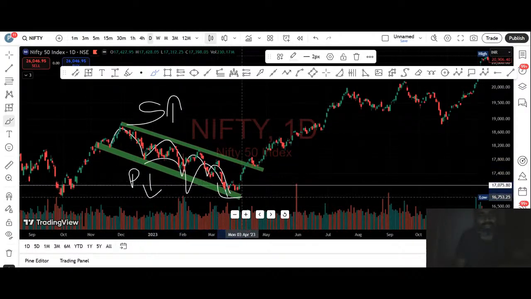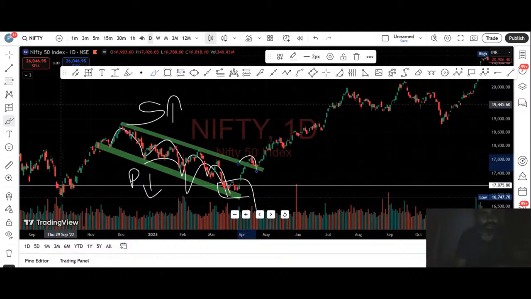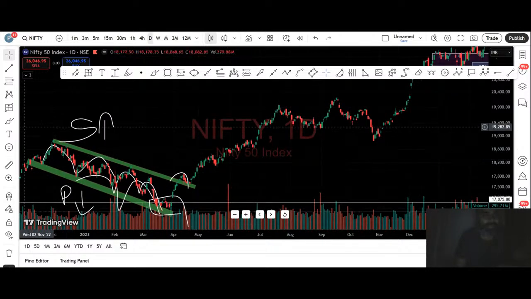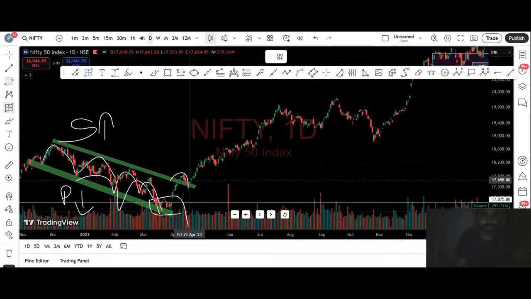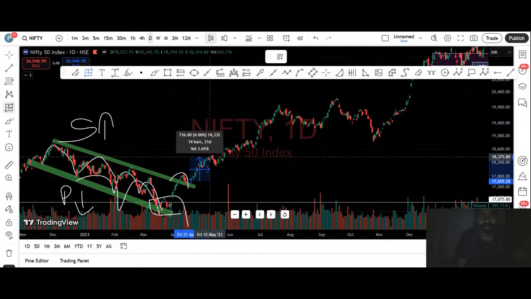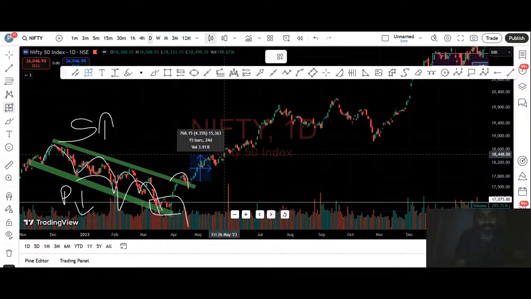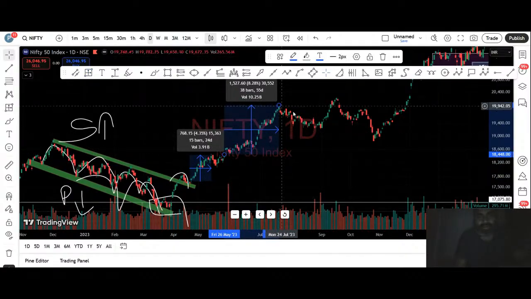Thereafter, at the bottom, there is a consolidation, but this is the breakout point. How many points happened thereafter? You can't imagine how much rally happened in the year. You can check only this much: 700 points. After this breakout, how many points?